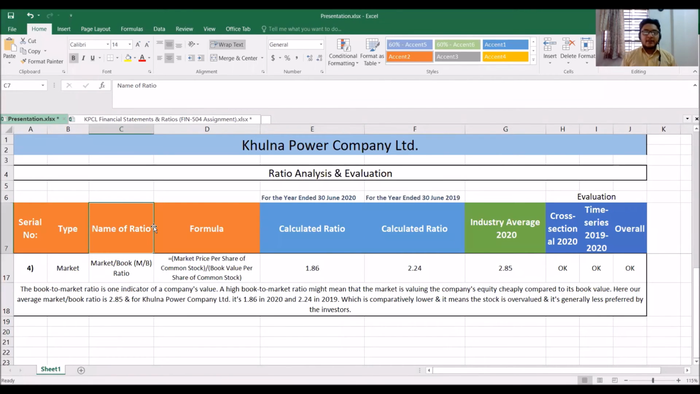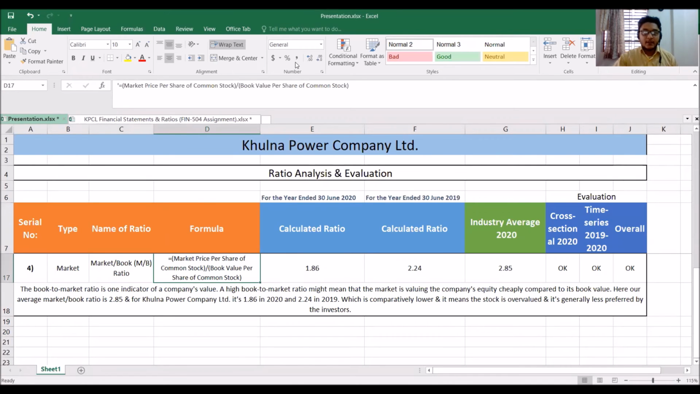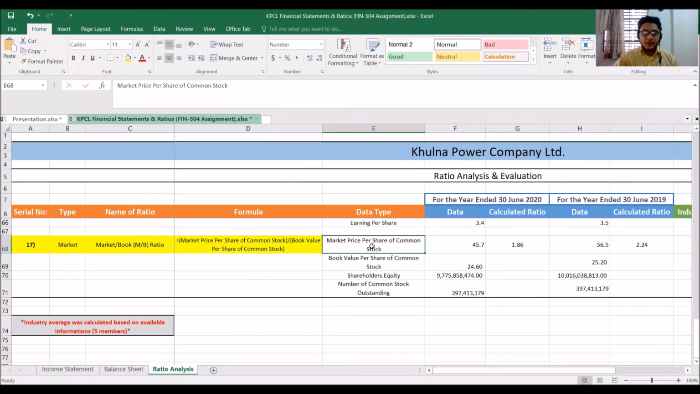The fourth and final ratio I'm going to talk about is the book to market ratio. It is another type of market ratio which indicates the company's current value. A high book to market ratio might mean that the market is valuing the company's equity cheaply compared to its book value. And this is the formula we are going to use to calculate the ratio. Let me switch to the detailed calculation.